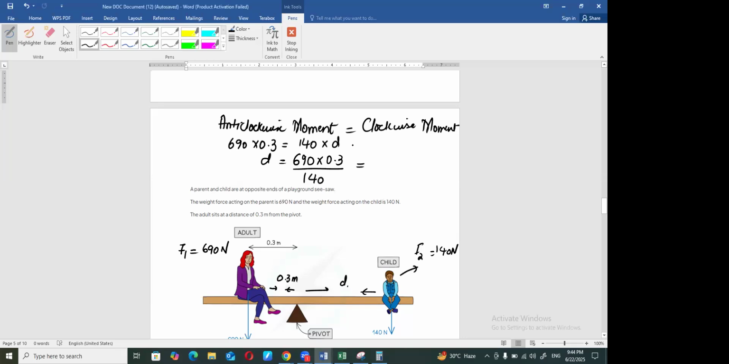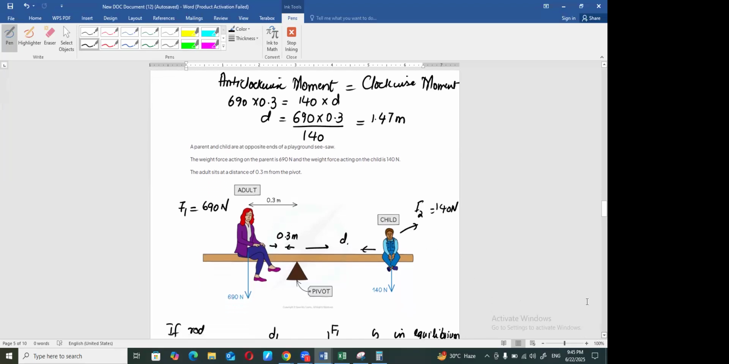So this is the distance, 1.47 meters. The child needs to sit 1.47 meters from the pivot, so that the weight of the child and the weight of the adult will balance the situation in such a way that this rod will not rotate, right? So this is how you need to solve it. And this is what anti-clockwise and clockwise moment is all about. This is one of the conditions of equilibrium as well. There are two conditions, and this is also called the moment condition, or law of moments.